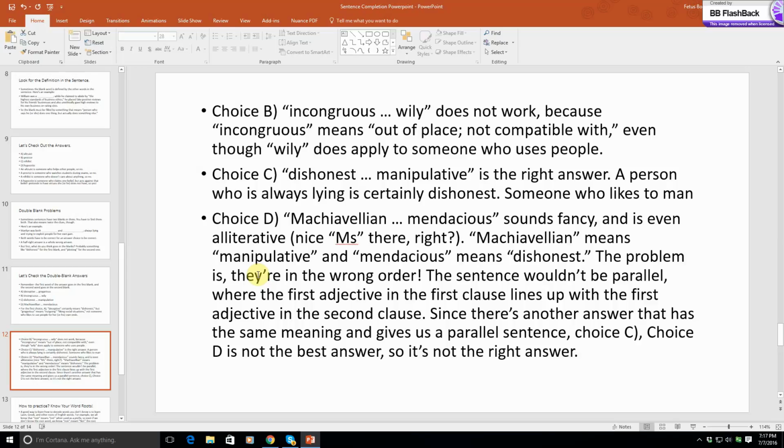Remember, on all these multiple choice tests, it's not just a correct answer you have to find. You have to pick the best answer out of the 4 or 5 answers that they're giving you to choose from, I should say.